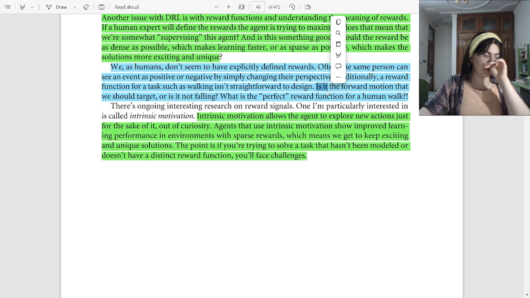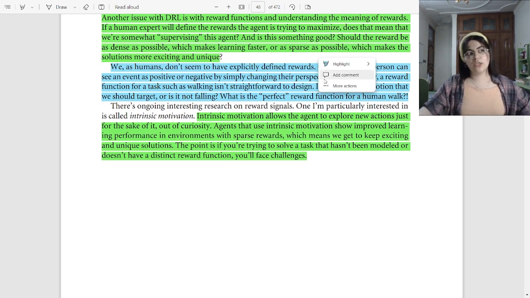Or something like, can you make a reward function, for example, for scrambling an egg? Like, what is the reward function? How can you design such a thing? And even if you try to make it very simple, it won't be enough.